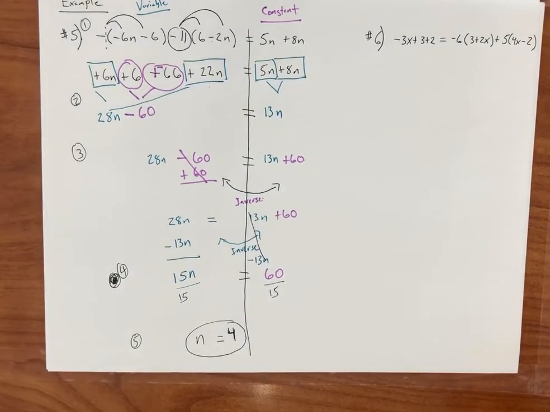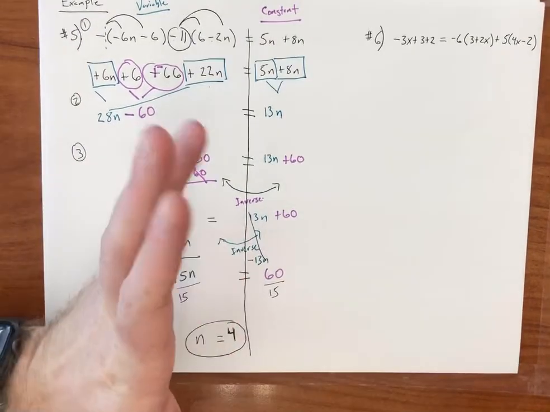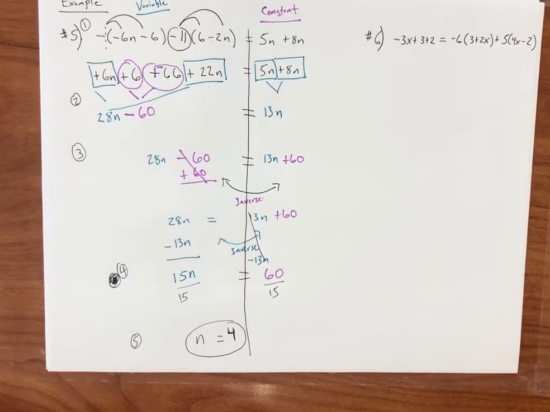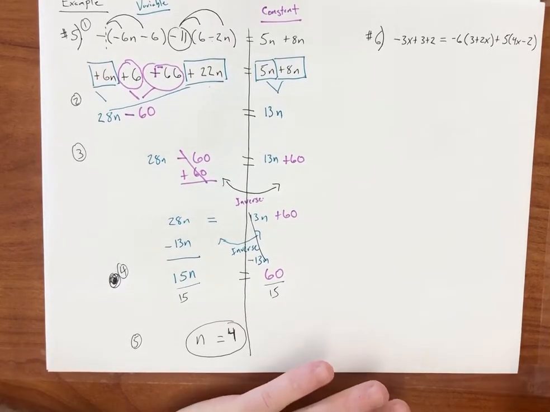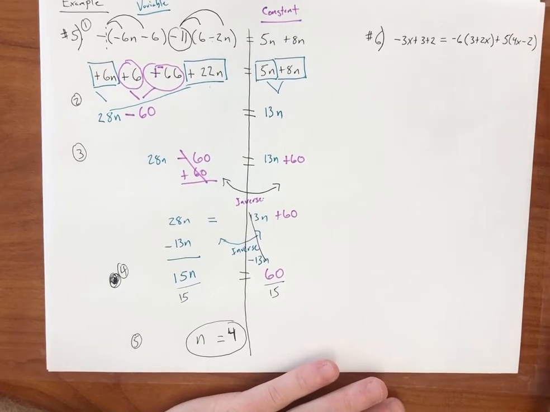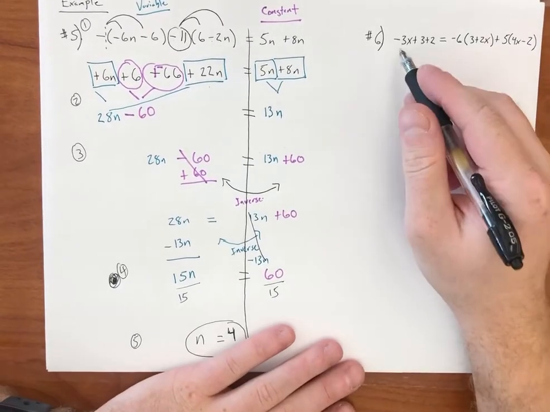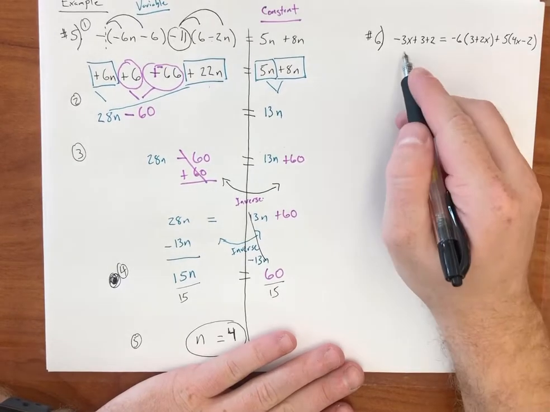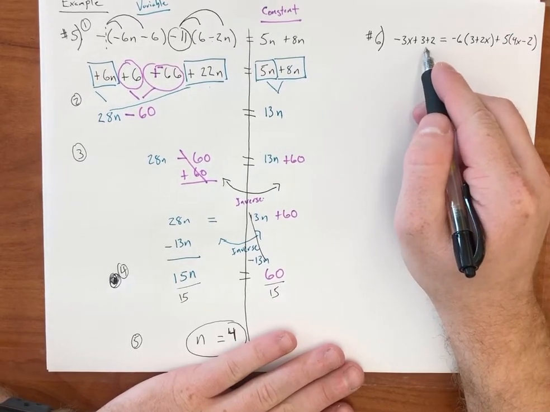So now let's go ahead and try to do this next problem. I want to try to do this without the color coding, so hopefully we can see it without colors and get to where we can do this without all of that. So let's try to do this one. Let's look at the left side first. I have negative 3x plus 3 plus 2.